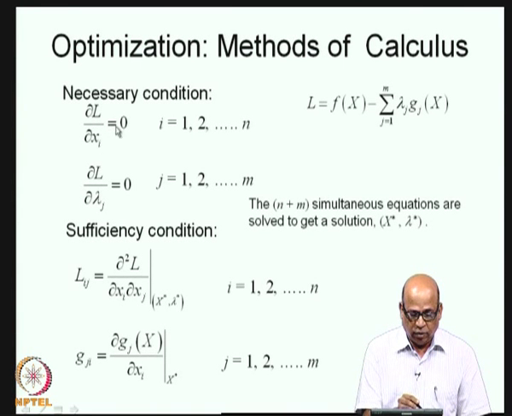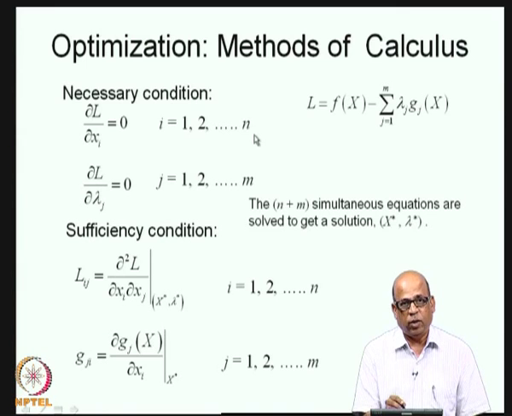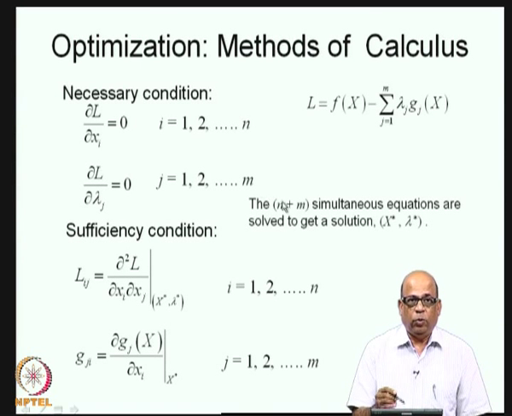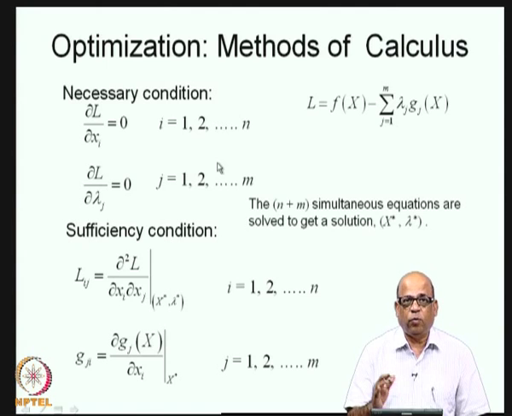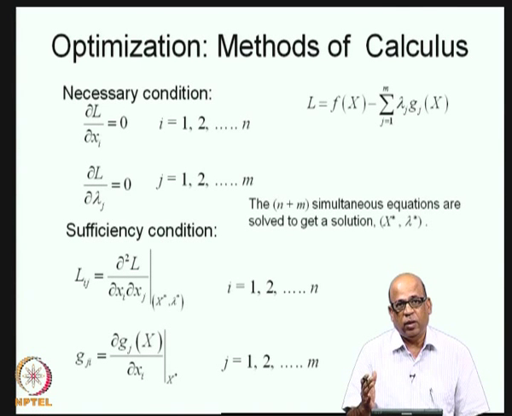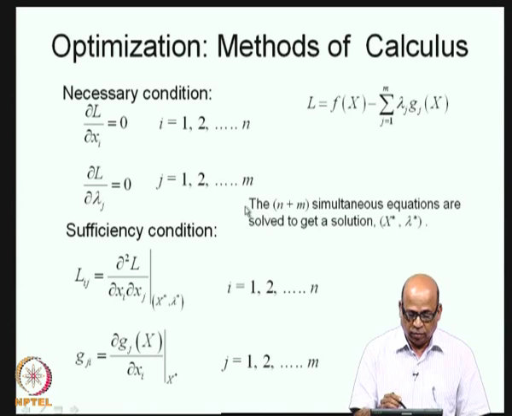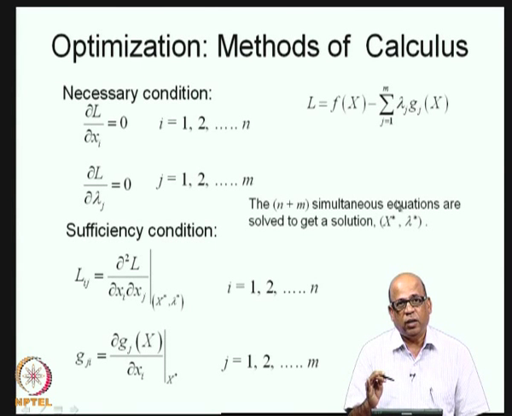So, dL by d x i is equal to 0 for i is equal to 1 to n number of variables, and dL by d lambda j is equal to 0 for j is equal to 1 to m. So, these will constitute n plus m number of equations, n equations here and m equations here. So, we use these equations and solve for the n plus m number of variables. What are the n plus m variables? x 1, x 2, etcetera, x n, and lambda 1, lambda 2, etcetera, lambda m. So, we solve for x star and lambda star.